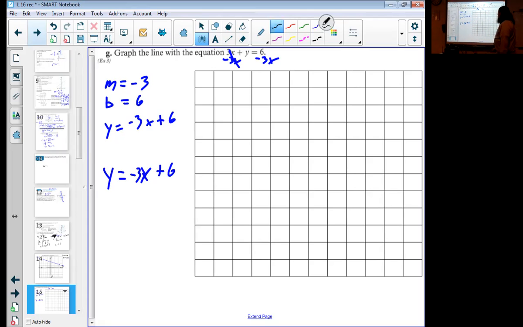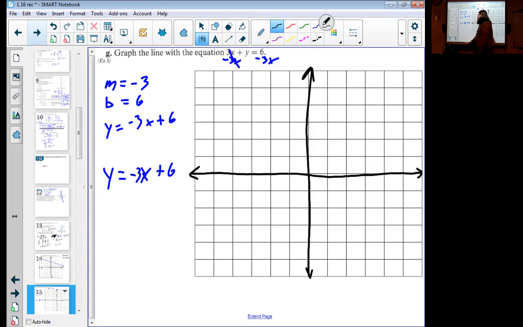Now we want to draw our axes, counting 1, 2, 3, 4, 5, 6. So we put our dot at 6 because our b is 6. And our slope is -3. Remember that is -3 over 1.